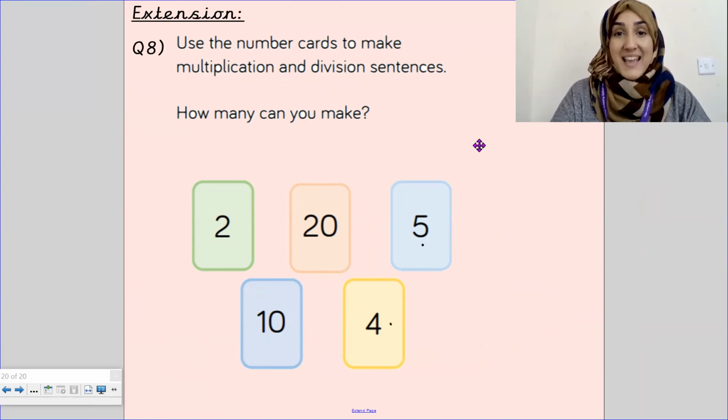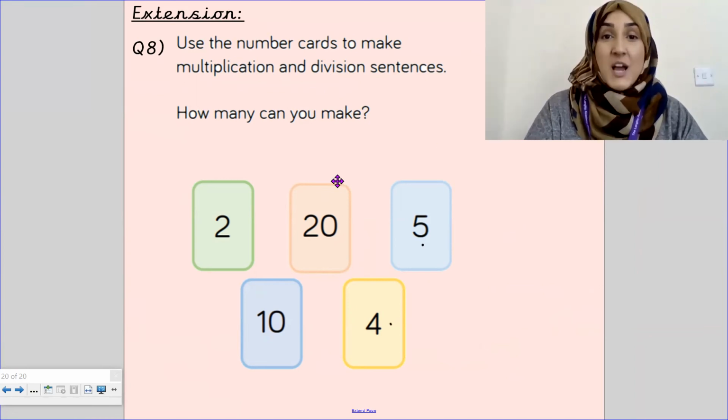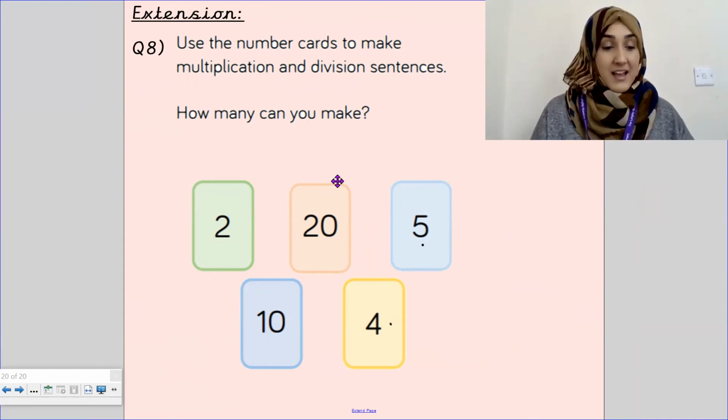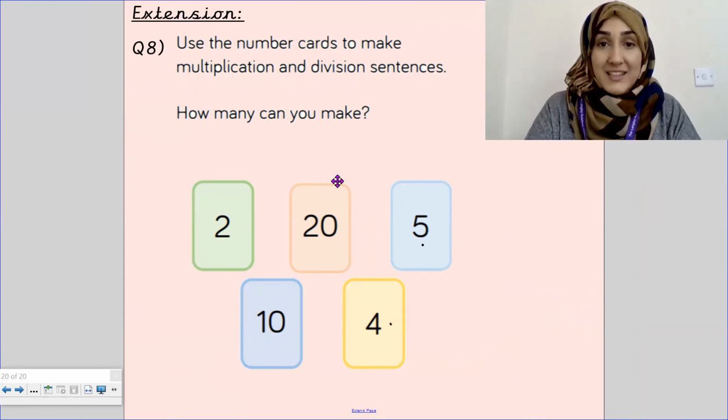Right, we've come to the end of our maths lesson, Morris class. I hope you have enjoyed counting, dividing by 5 and counting in your 5s. I hope you have enjoyed this lesson.